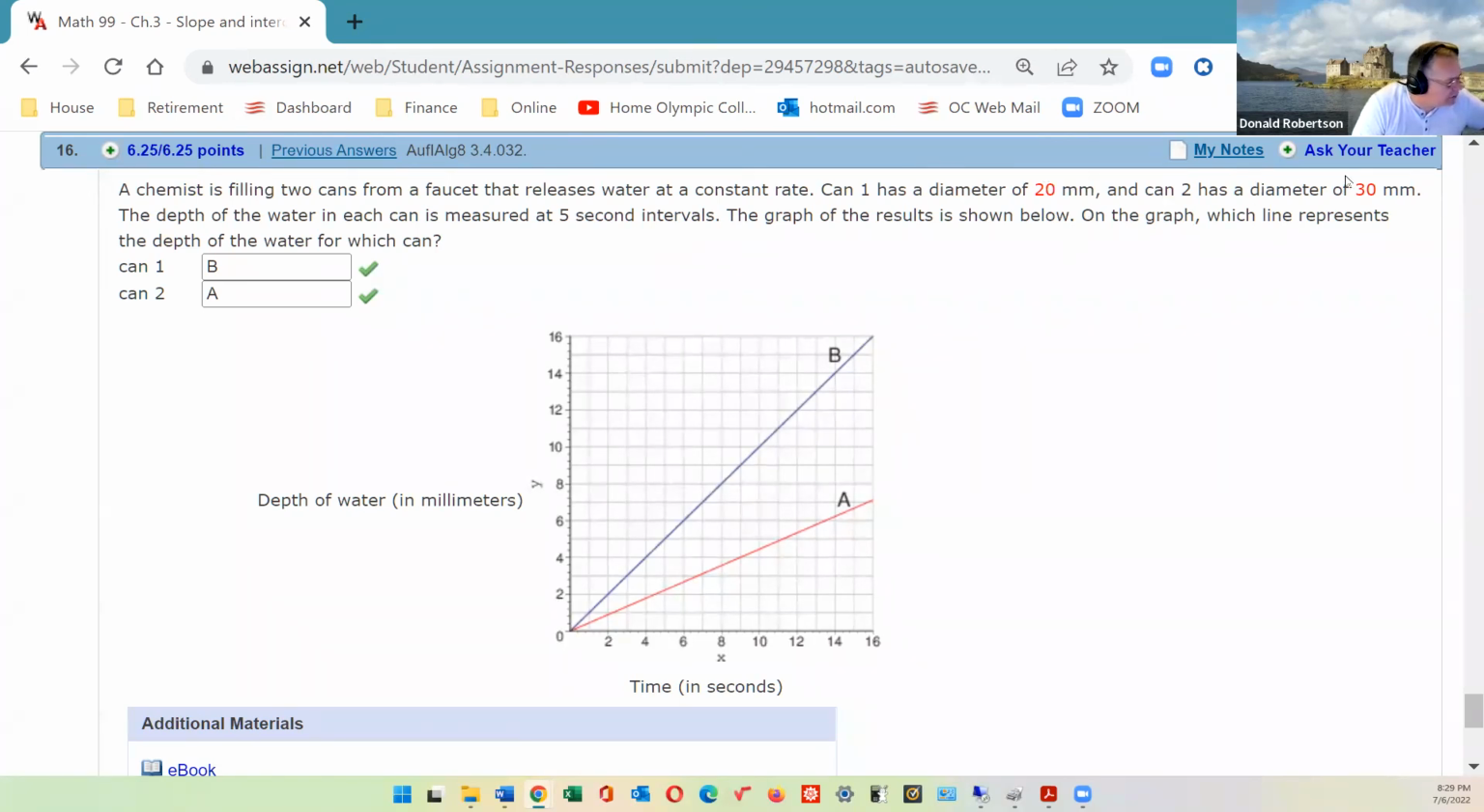If you take can 2, for instance, its diameter is 30 millimeters, right? So it's quite wide. So that means the water's going to rise quite slowly, which means it's A. And can 1 is going much quicker, and can 1 is B. So can 1, steep line, the water's going up really fast because it's a small diameter. That's B. And can 2, wider diameter, water's rising slower.